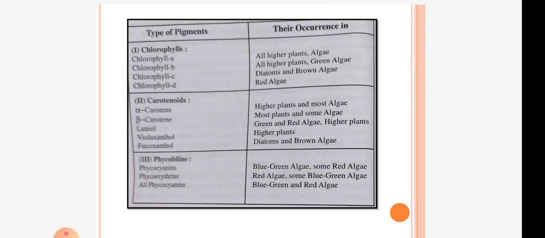Carotenoids. Alpha carotene is present in higher plants and algae. Beta carotene is present in plants and algae. Lutein is present in red algae and higher plants. Violaxanthin is present in higher plants. Fucoxanthin is present in diatoms and brown algae. Phycobilins are present in algae, blue-green algae, red algae. Phycoerythrins are present in red algae and blue-green algae. All phycocyanins are present in blue-green and red algae.